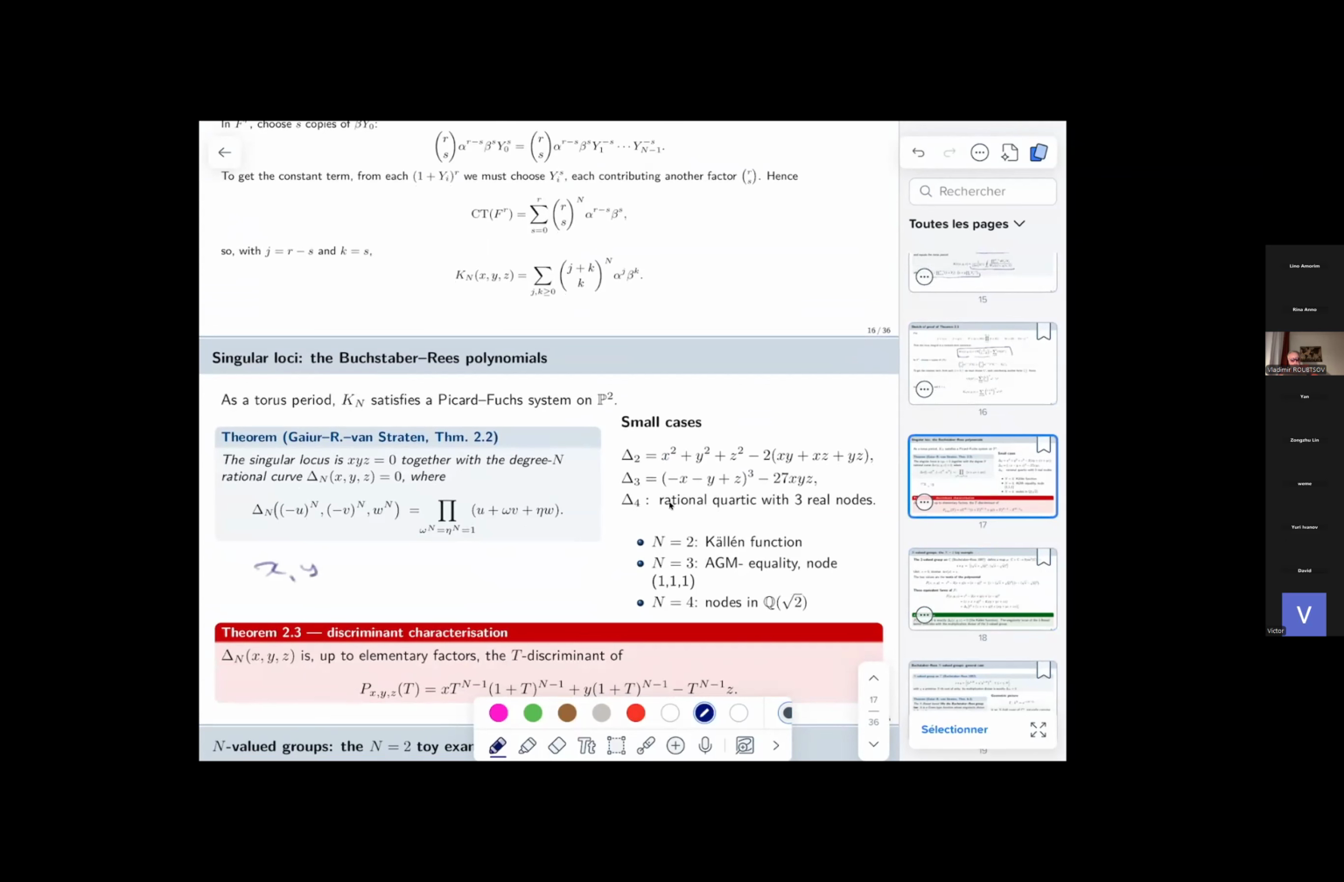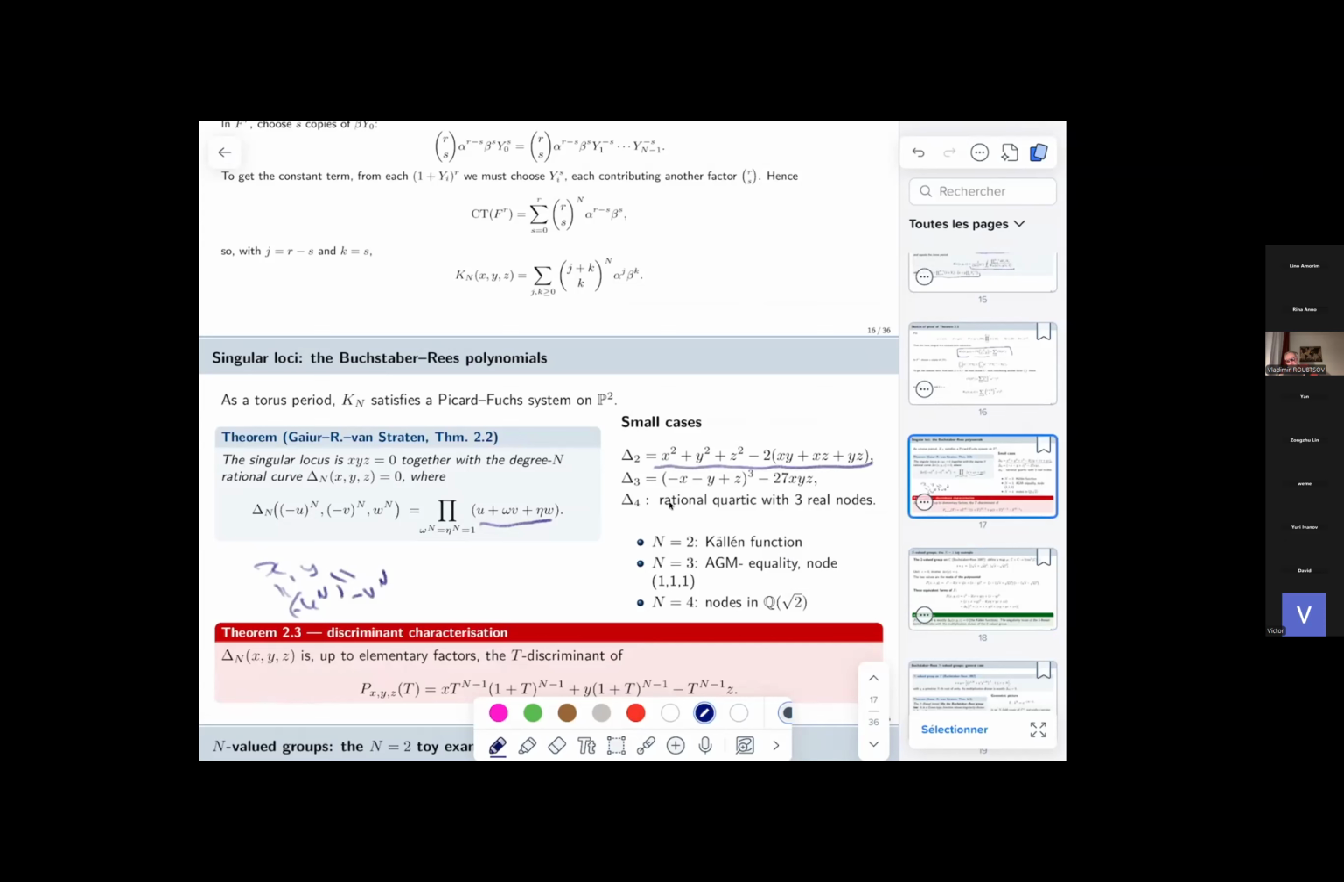So we have X equal to U to the N up to sign, Y, V to the N up to sign, and Z, W. Then the singular locus is a product over square roots of degree n from 1, and these linear forms with coefficients over this square root lattice. For example, for 2, this is my Cherin function.